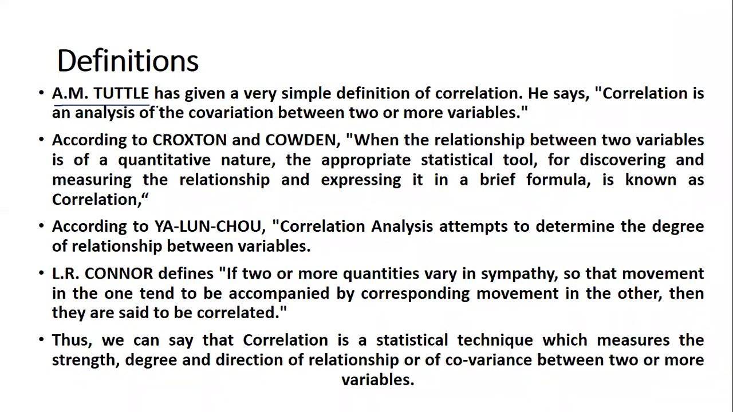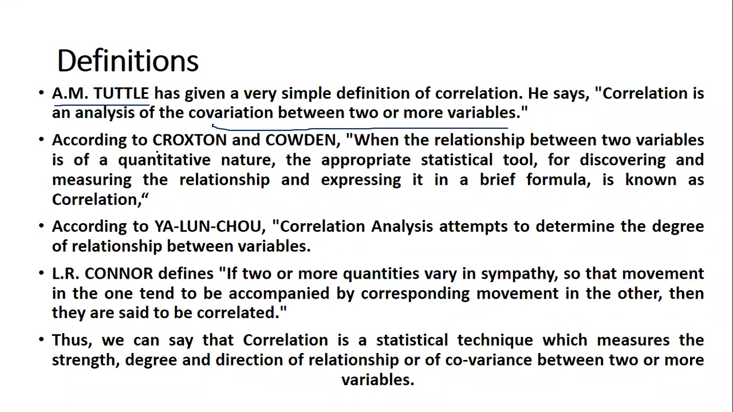He has given a very simple definition which says correlation is an analysis of the covariation between two or more variables. So we are trying to understand and learn what are the variations or changes that might happen from one variable to another. So that is your covariation, and that is understood as a correlation. So A.M. Tuttle says correlation is an analysis of covariation between two or more variables.